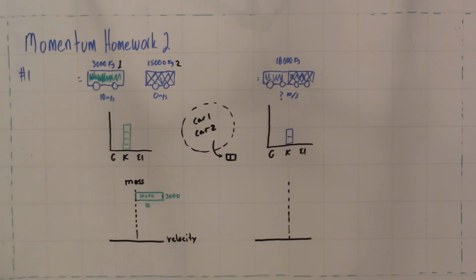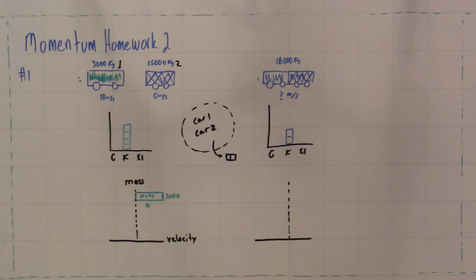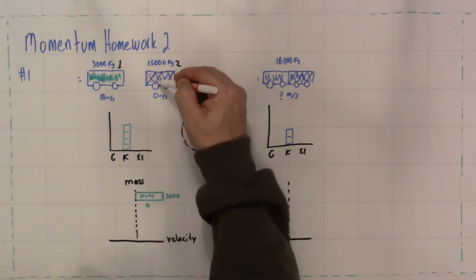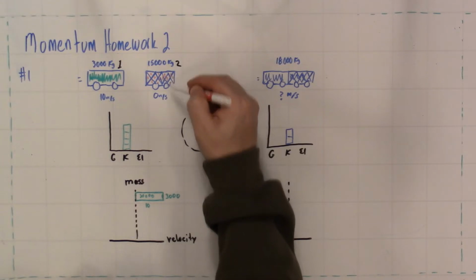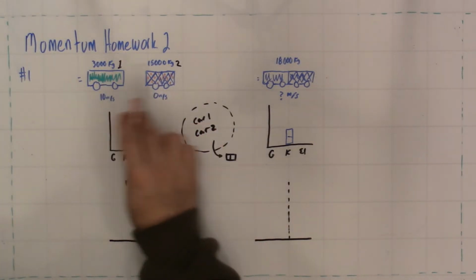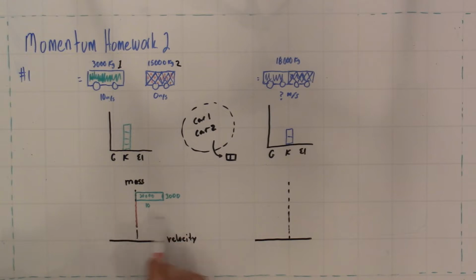Now, what about the other car here? Well, this other car here, we'll make it red just for fun. This red car, you see its mass is 5 times bigger, so I'm going to make the mass 1, 2, 3, 4, 5 times bigger, but it's not moving at all, so it doesn't have any of this motion quantity, it doesn't have any momentum.